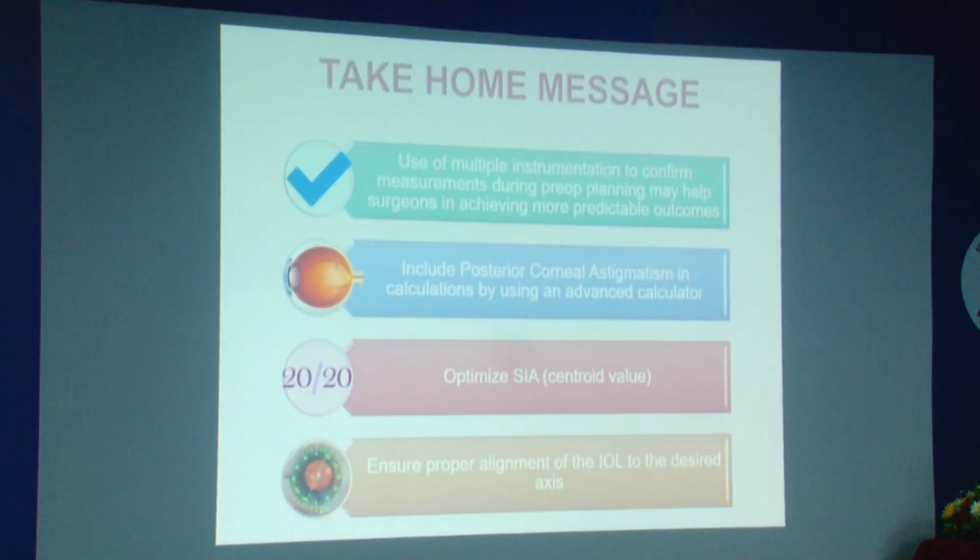So the take-home message would be: use multiple instrumentation to confirm your measurements in the pre-operative planning. Include posterior corneal astigmatism by using an advanced calculator. Optimize your surgically induced astigmatism, and ensure a proper alignment of the IOL to the desired axis.